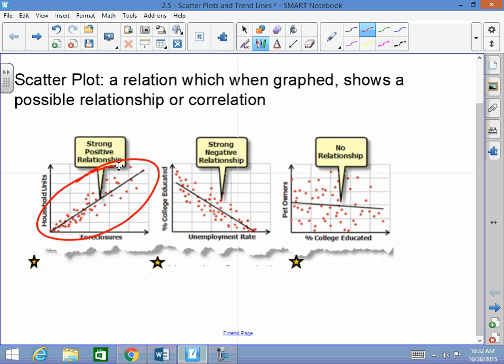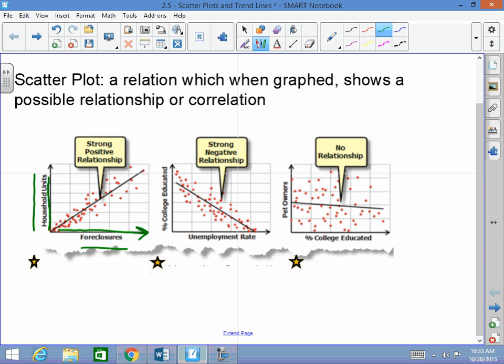All right. You look at this first one. This is called a positive relationship or a positive correlation. Why? Let's analyze it. They have foreclosures here. Foreclosures are the unfortunate event of when someone can't make their payments on a house. Unfortunately, the bank takes the house away from them. That's called a foreclosure. And then over here on the y-axis, you have number of household units. So let's think about this. As foreclosures increase, that means there's more available housing for people to buy houses.